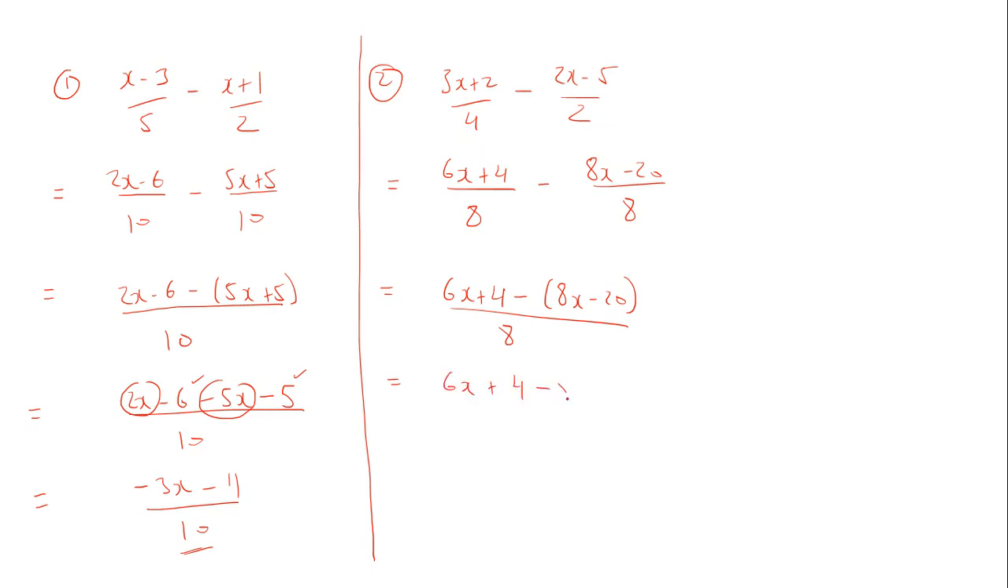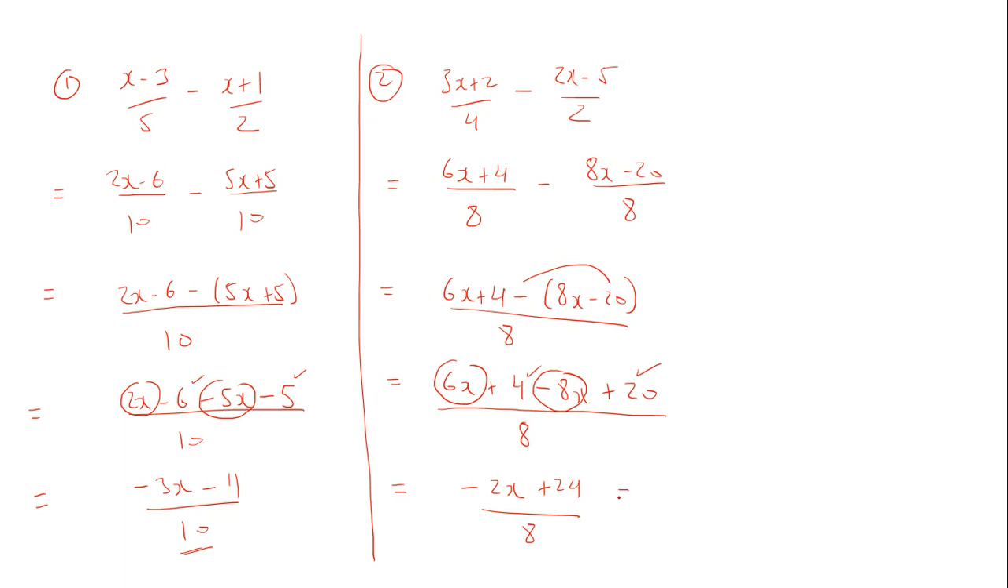I've taken away 8x. But this time, if you're taking away negative 20, remember, you're adding it on instead. If you take away a negative, then you add it on instead. All over 8. This time round, the 6x minus 8x, that's minus 2x. And 4 add 20 is 24 over 8.